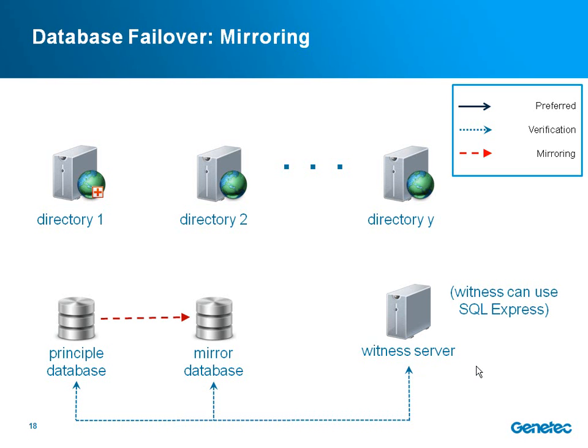So what happens is the primary database keeps the mirror database up to date, and everyone connects to the principal database. If there's any kind of problem with the principal, SQL will switch over to the mirror database, and the mirror database will update the principal when it comes back online. The whole process is pretty much invisible to the directories and the users.